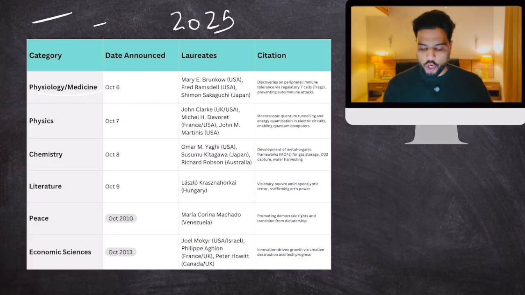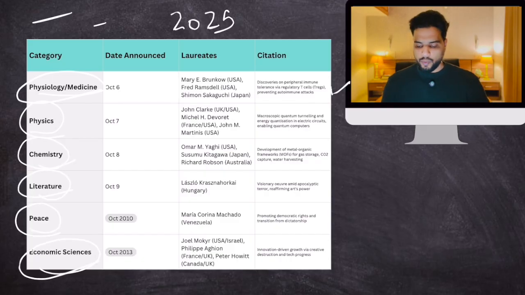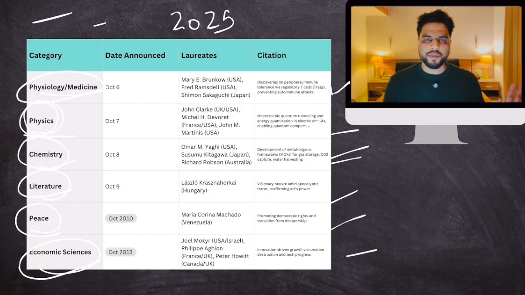As far as physiology is concerned, we have discussed this in detail. But for physics, chemistry, literature, peace and economic sciences, it is given in your notes. You don't need any further information. For what reason the physics prize was given is in your notes. Just read that, remember that, and no further information is required. So this table is shared in your notes.